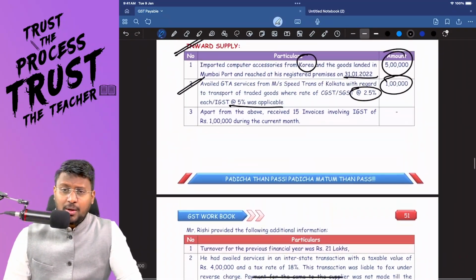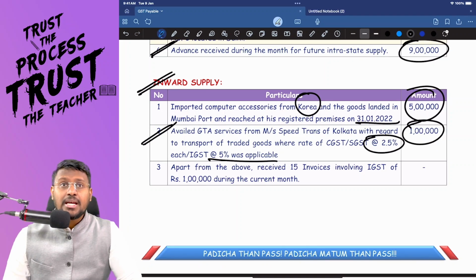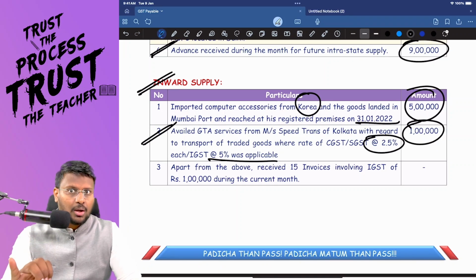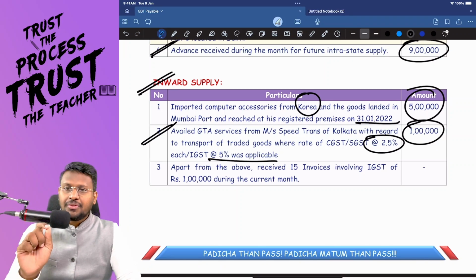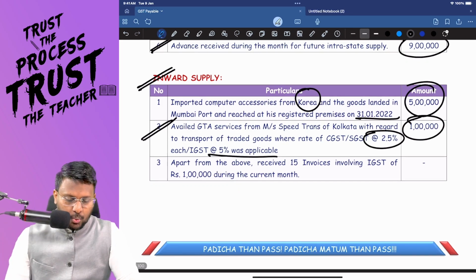So we should be very well versed with regard to the RCM provisions. Place of supply, make it thorough. RCM, make it thorough. If that is the case, you can touch the first 14 mark question.